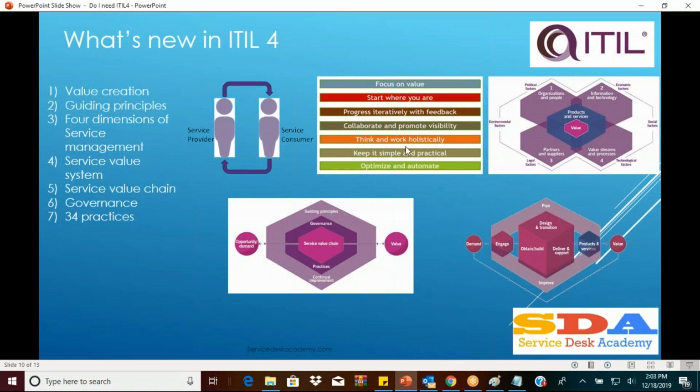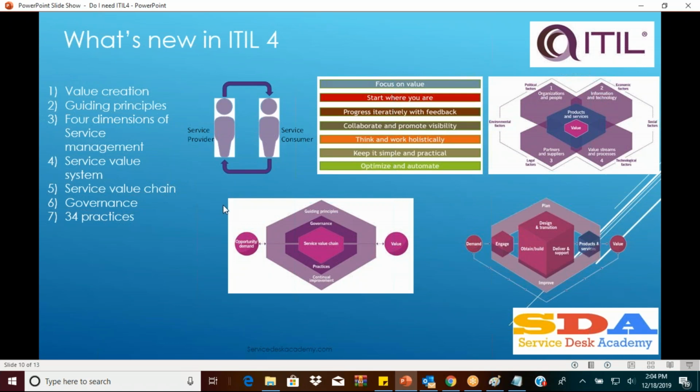Right? So these are different guiding principles. They sound very simple, but ITIL 4 provides the guidance on these guiding principles, how you can actually manage your IT services with the help of these 7 guiding principles. And you have the 4 dimensions of service management, service value system, and this is service value chain.